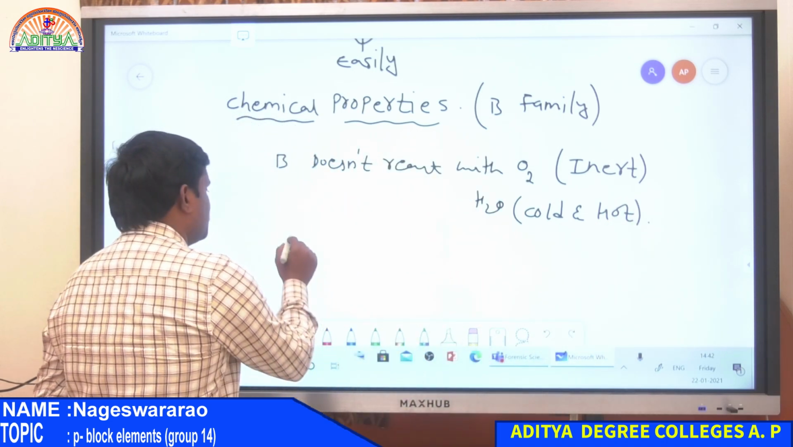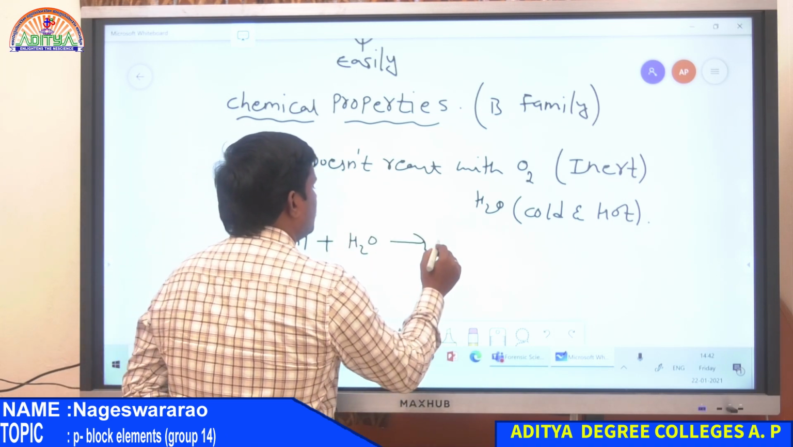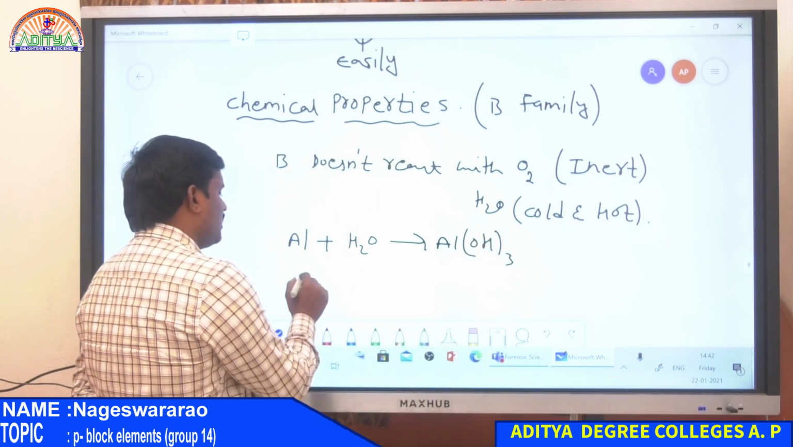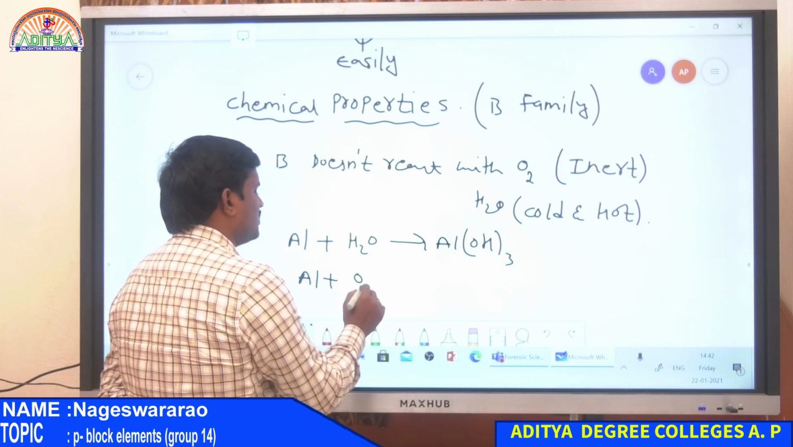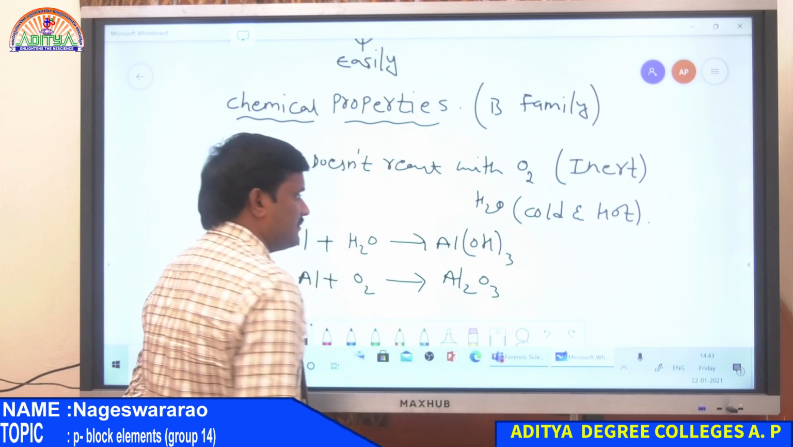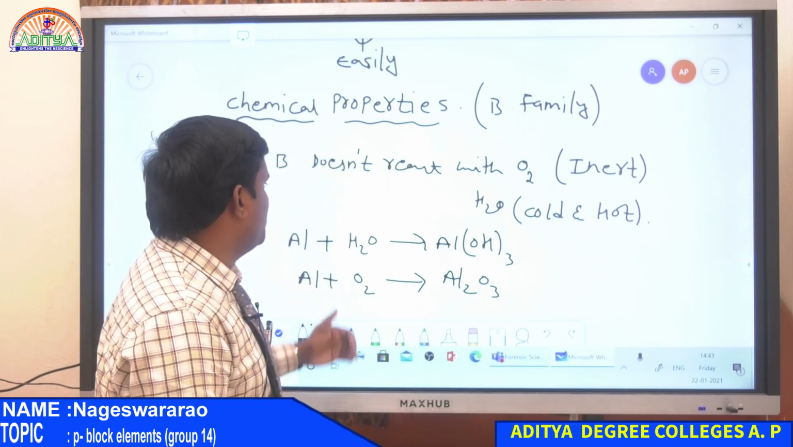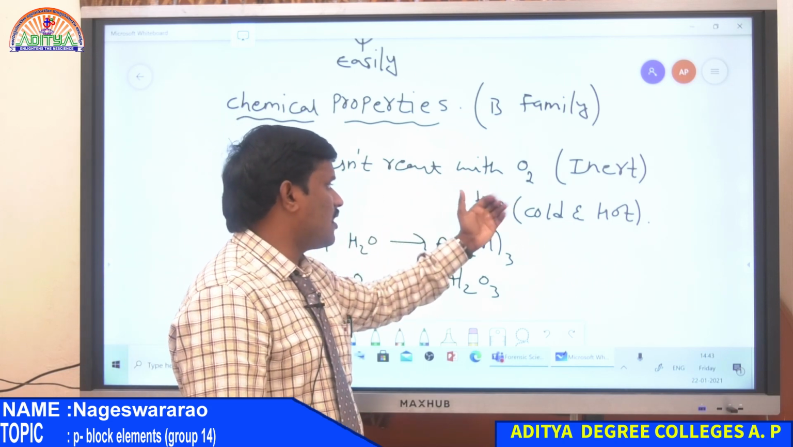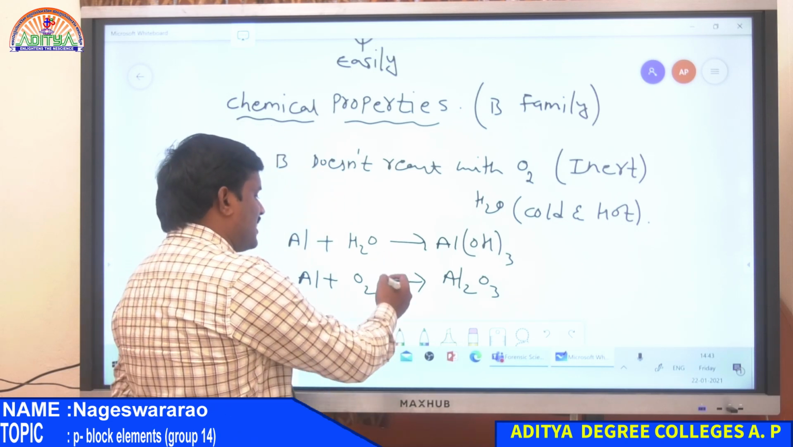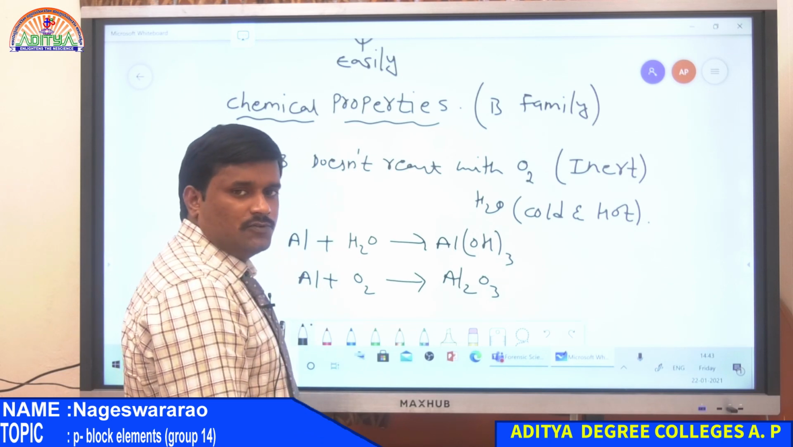Whereas aluminum reacts with water, gives Al(OH)3, aluminum hydroxide. Similarly, aluminum reacts with oxygen, gives Al2O3, aluminum oxide. Therefore, reactivity increases from boron to aluminum. Boron does not react with oxygen or water, whereas aluminum reacts with water as well as oxygen to form Al(OH)3 as well as Al2O3.